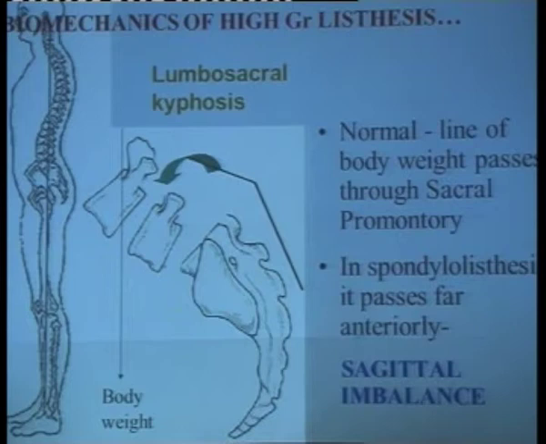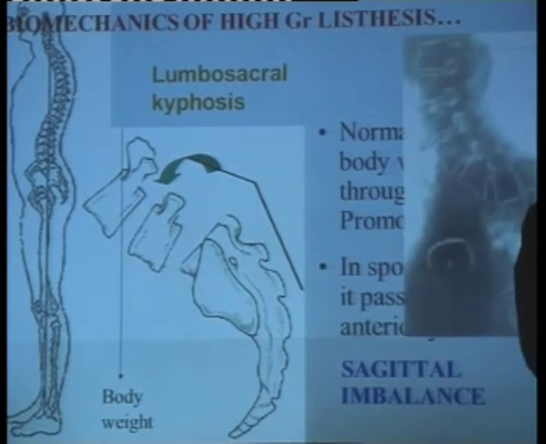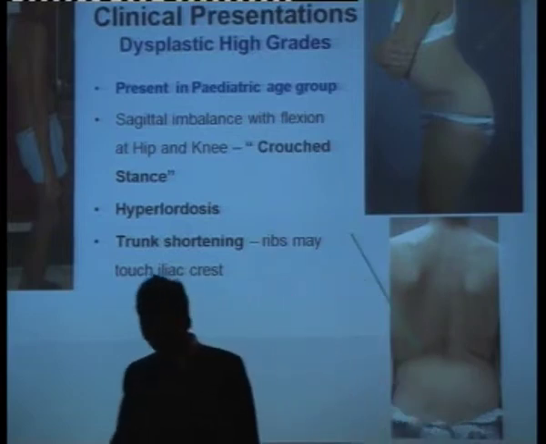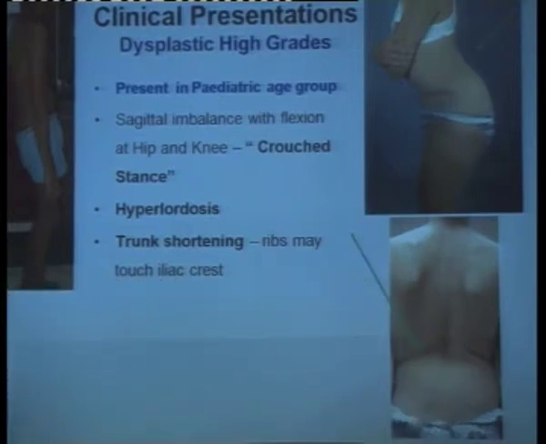If you look at it biomechanically, the line of body weight bearing shifts more anteriorly with the increased degree of slip, as a result of which the body tries to bring it down. So the lumbosacral kyphosis is there. When you try to bring the weight down, the pelvis tilts backwards, the sacrum becomes very, very vertical, and the patient lands up with a crouch stance and a crouch gait, with increased hyperlordosis above the lumbosacral area.